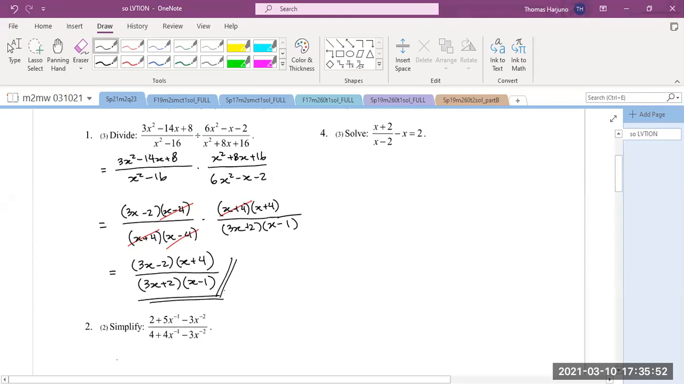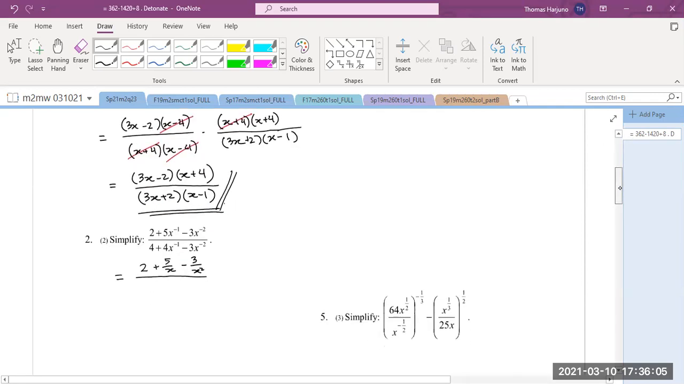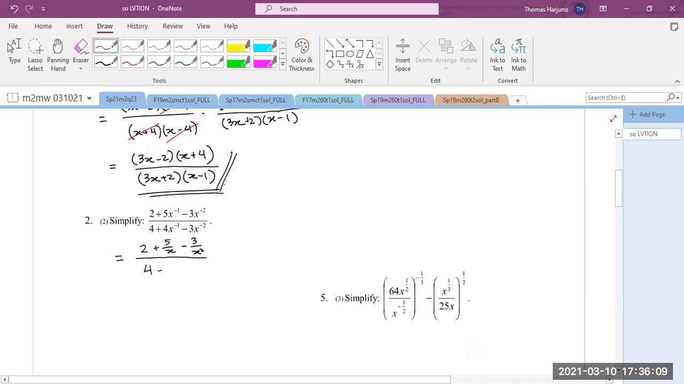Number 2, I will rewrite that as a complex fraction first. So on the top, there will be 2 plus 5 over x minus 3 over x squared. And then the denominator will be 4 plus 4 over x minus 3 over x squared. Now, I multiply the top and the bottom by x squared. I get 2x squared plus 5x minus 3 over 4x squared plus 4x minus 3. And then I factor, hopefully something cancels.